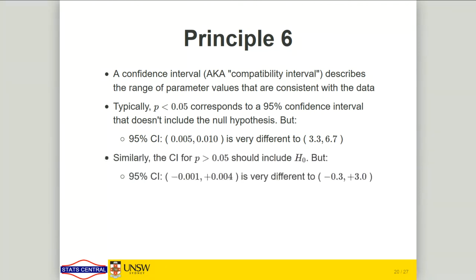And the same thing can happen in the other direction. If you've got a non-significant p-value, your confidence interval is going to include the null. But again, that might be because you've really precisely measured a really small effect, or you've imprecisely measured an effect which might be quite large. You don't know if it's large in either direction. And again, just looking at the p-value doesn't tell you that.